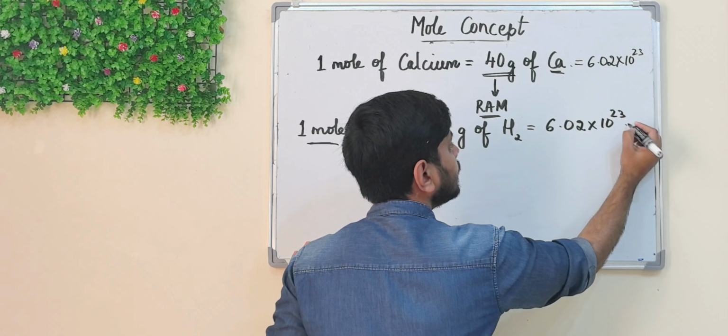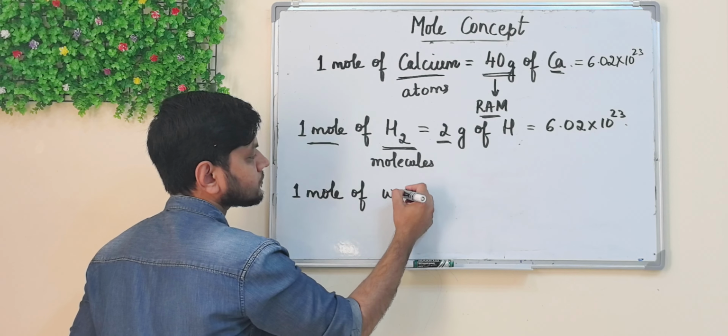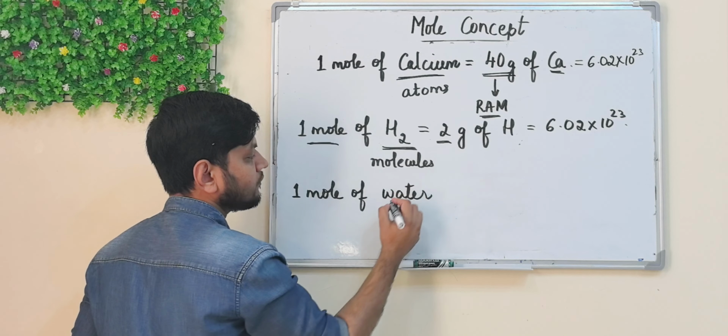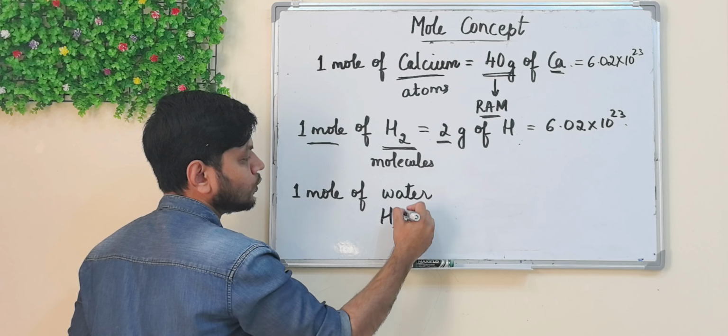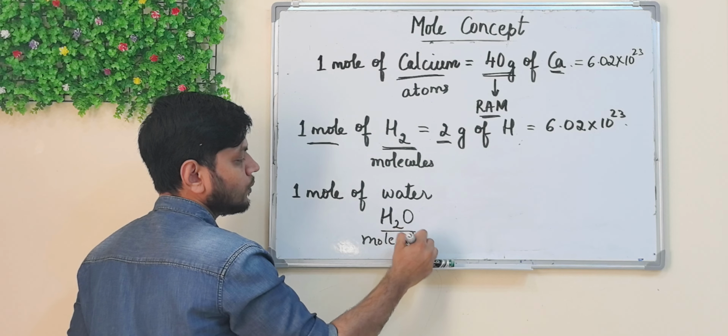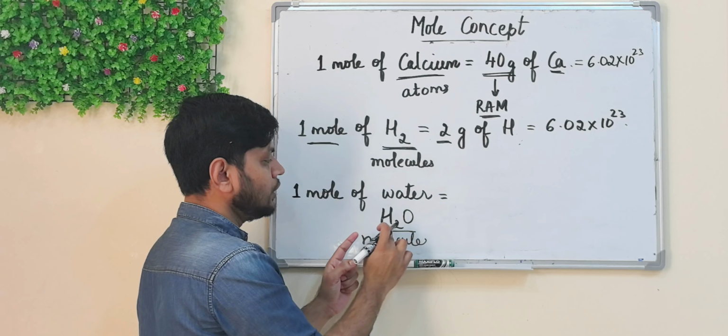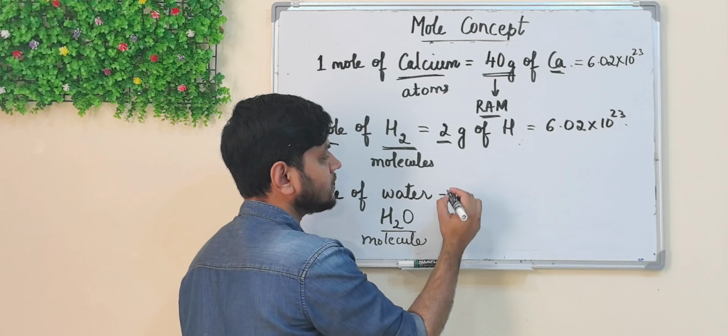So now let me take one more example here. So 1 mole of, let us take water. You know water, the formula is H2O. Again, it's a molecule. So this molecule of water will have the total mass. So there are 2 hydrogen and 1 oxygen. The mass of 1 oxygen is 16, 2 hydrogen is 2, so 16 plus 2, 18.